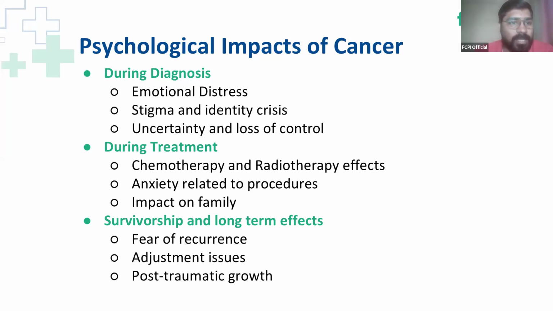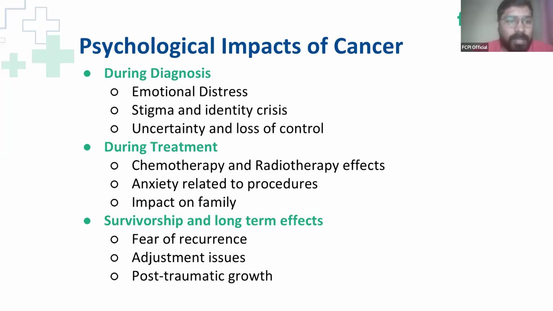So coming to the diagnosis part, whenever a patient is diagnosed with cancer, the first step is emotional distress. They'll be in shock, in denial that they have cancer, and in fear whether the cancer is curable or not. They'll have stigma and identity crisis, like whenever they go for chemotherapy, they'll have alopecia. Body changes, some may have pigmentation over the skin, so they think their identity may be at problem. And they'll have uncertainty and loss of control because of fear of recurrence.